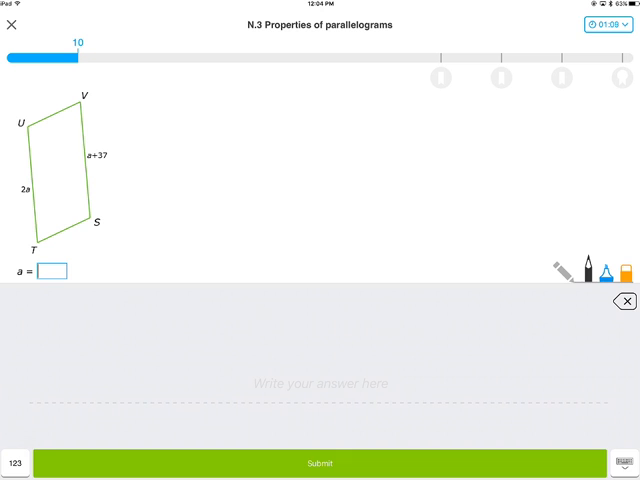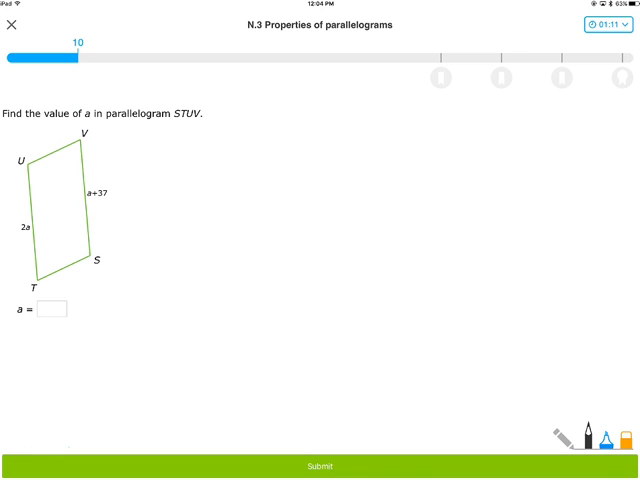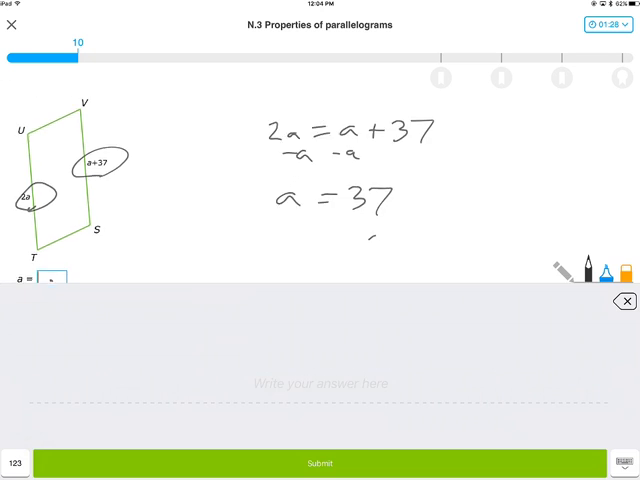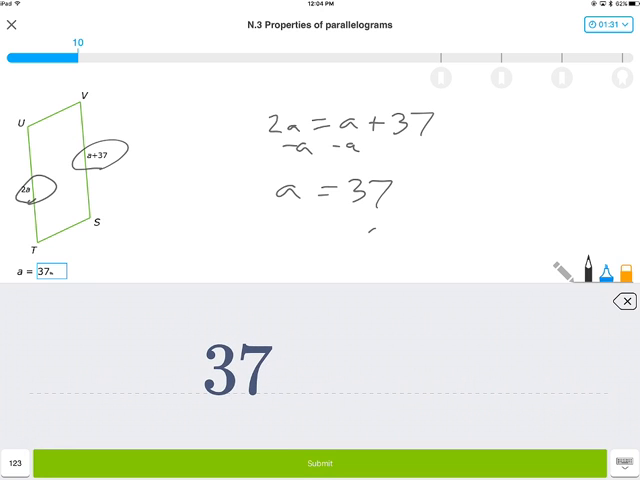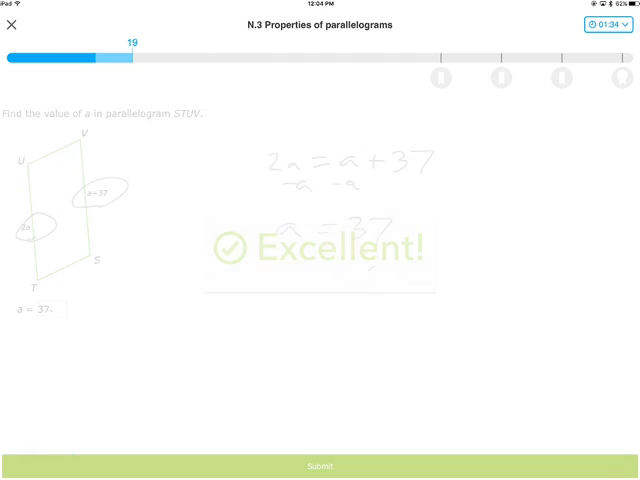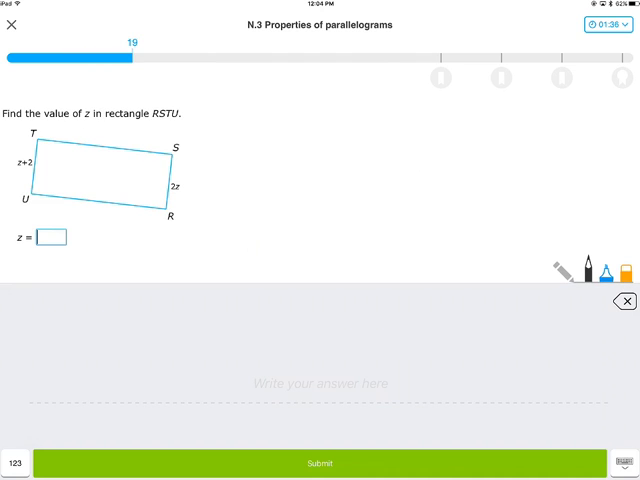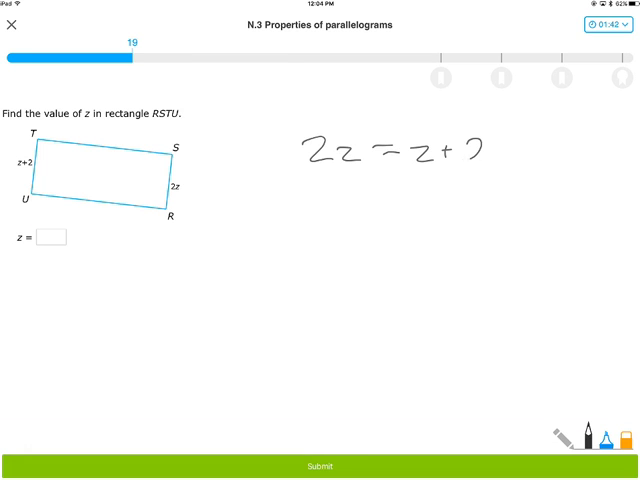Okay, so I remember that my opposite sides are congruent, so I know that this and this will be equal. So 2A equals A plus 37. Subtracting A from both sides, we get A equals 37. Oh, that was a nice one. Okay, so 37. And then, okay, so again, opposite sides congruent. So we get 2Z equals Z plus 2 minus Z. We get Z equals 2. Okay.